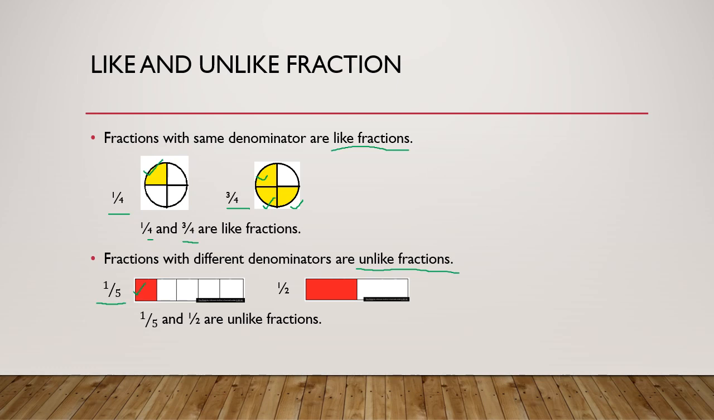In the next figure we divide it into 2 equal parts and we shade here one part. So we write in fraction as 1 upon 2. Here 1 upon 5 and 1 upon 2 are unlike fractions because they are having different denominators.